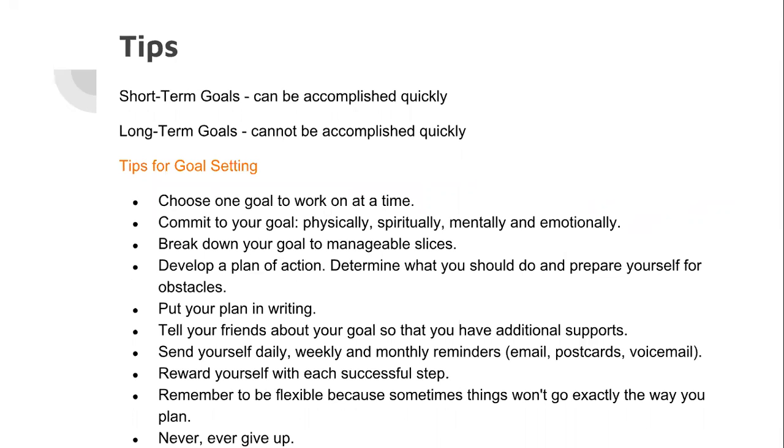So thinking about those things, we have short-term and long-term goals. Short-term is something that we can get done relatively quickly. Long-term goals, we're looking at a year plus. And so thinking about this, we can do one goal at a time so that we're not too overwhelmed. Maybe a short-term and a long-term goal. Commit to it. Make sure that it's something that you want to accomplish. Don't just write it down because you think it sounds good or somebody else wants you to accomplish it.